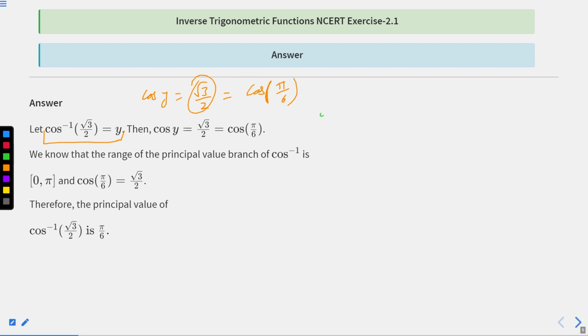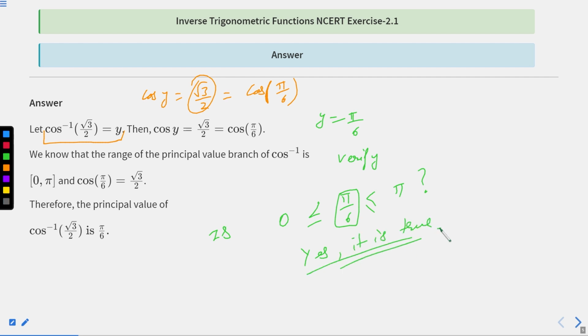Now verify that pi by 6 belongs to this interval. Is pi by 6 greater than or equal to 0 and less than or equal to pi? Yes, it is. So we can say that y is equal to pi by 6 is the principal value for this. I hope you are finding these questions very easy.